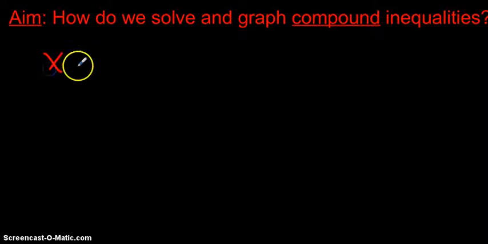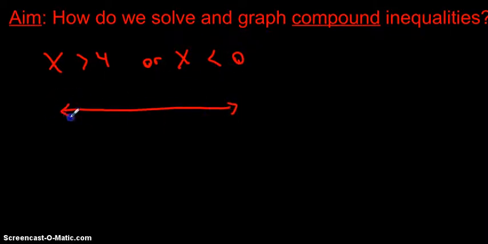If we had x is greater than 4 or x is less than 0, that would be represented like this on a number line. Let's graph this one. I'll graph it in blue, and this one in green. On 4 on the number line, we'll put an open circle, and numbers that make this true are located to the right. So that's x is greater than 4.